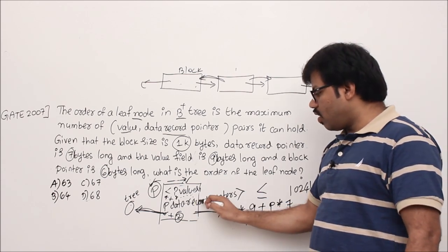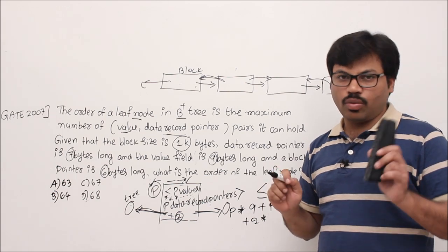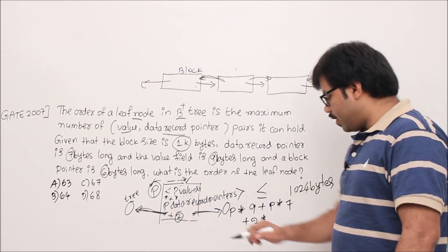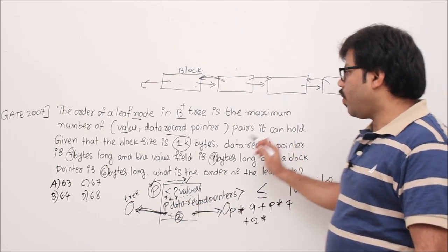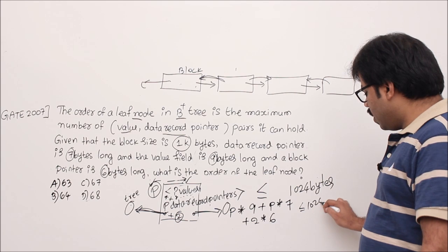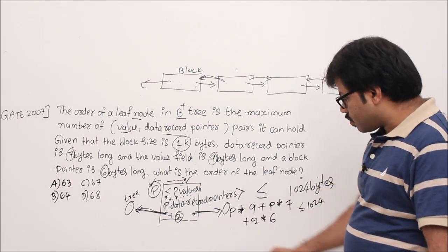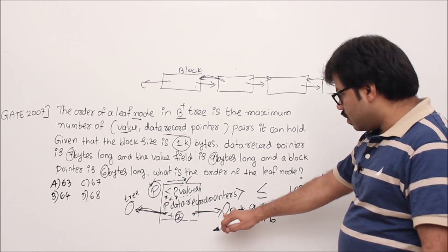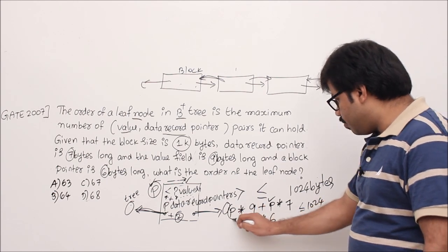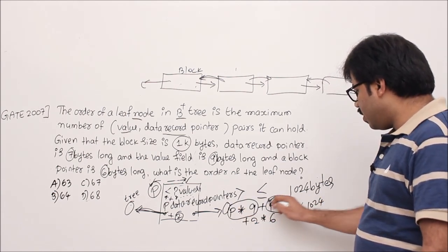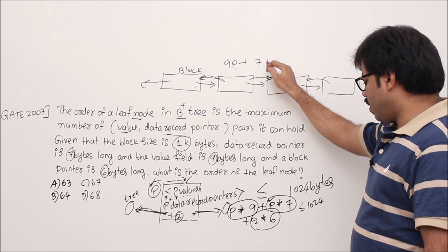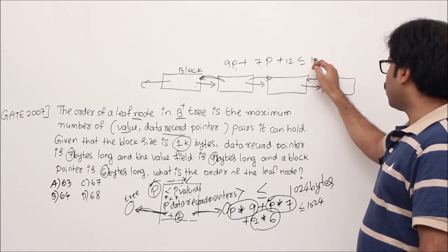That is the difference between data record pointer and block pointer. I already explained so many times the difference between block pointer and data record pointer. Here especially these two are block pointers. So the block pointer size is 6 bytes. So this entire thing should be less than or equal to 1024. Let's simplify it. This is p into 9 plus p into 7 plus 2 into 6. Let's simplify: 9p plus 7p plus 12 less than or equal to 1024.